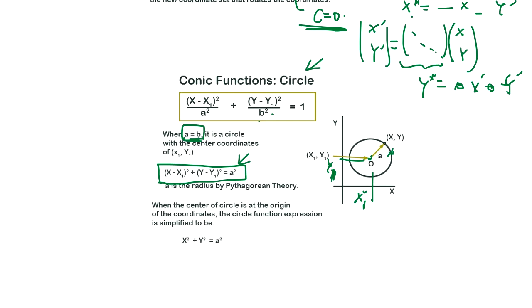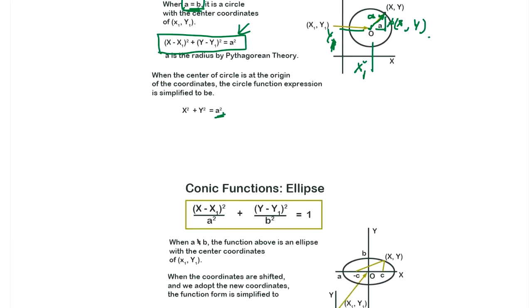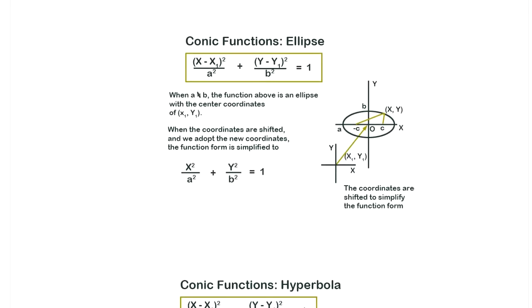Say this is x and y, and the center is x1, y1. This is the distance, and by the Pythagorean theorem, the distance squared is a squared, so a must be the radius. Okay, so for ellipses, a is not equal to b.